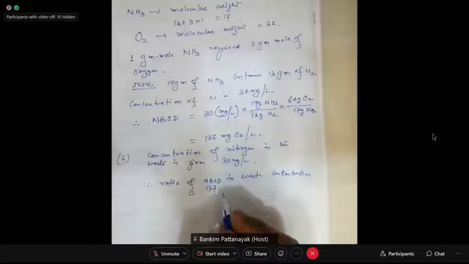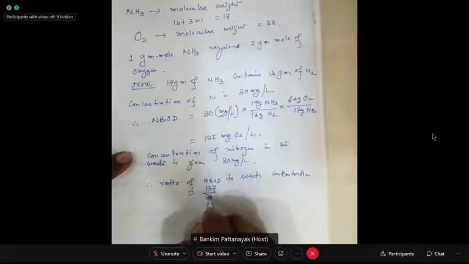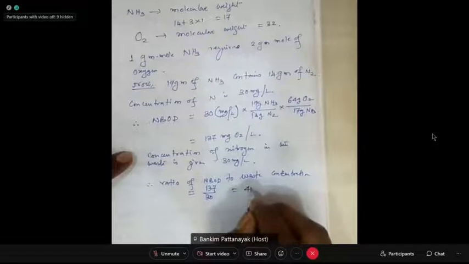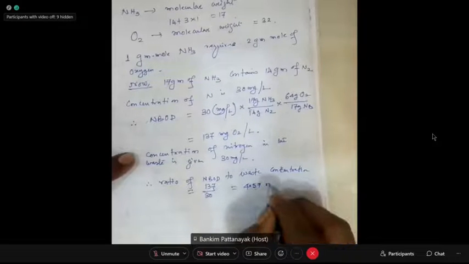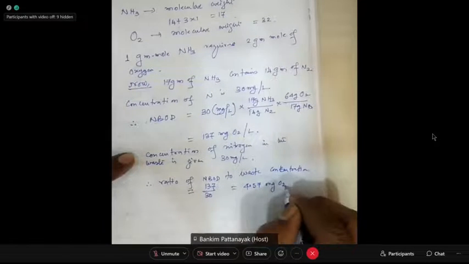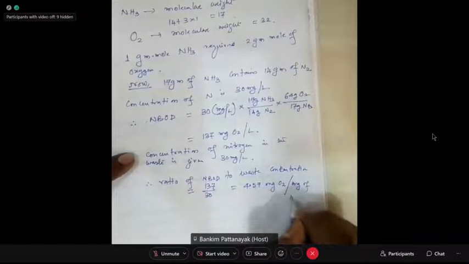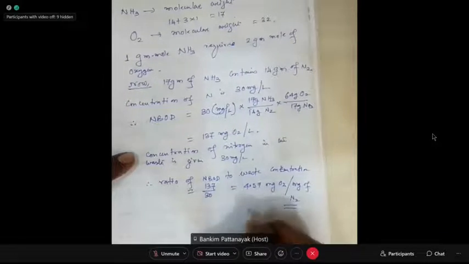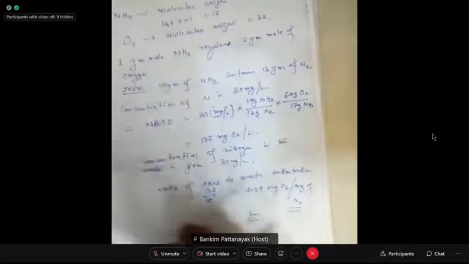So the ratio of NBOD is 137 divided by 30, which is equal to 4.57 milligram of oxygen per milligram of nitrogen. This is the answer.